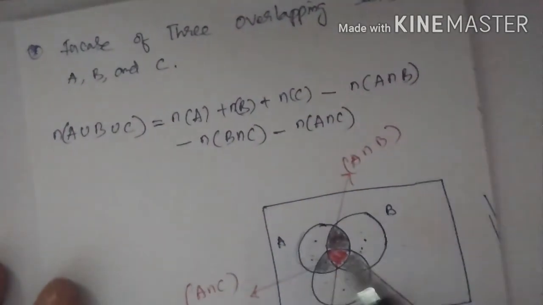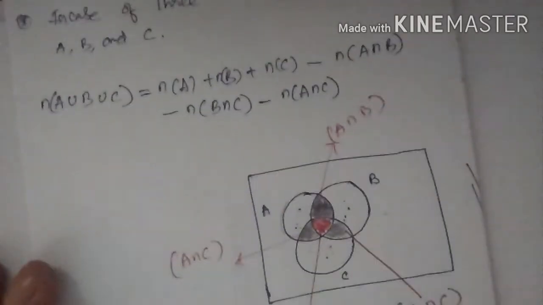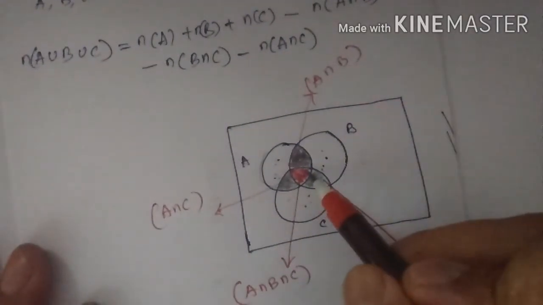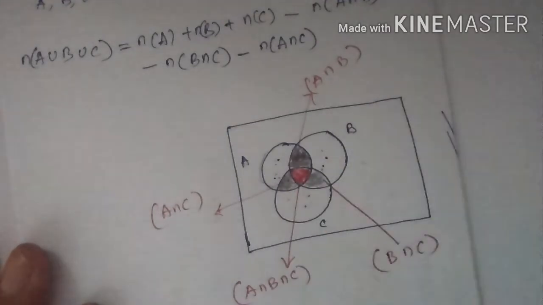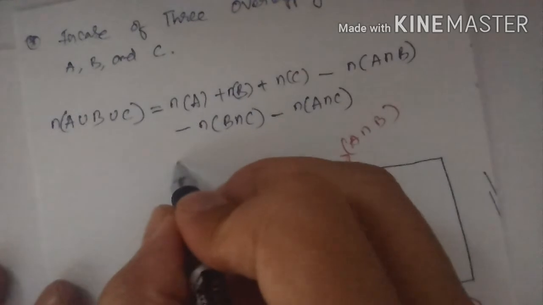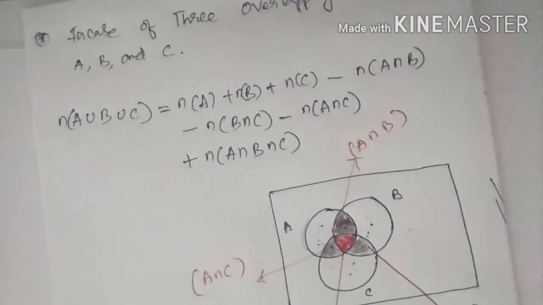But as we subtract all of this, we have subtracted the red shaded portion. This portion has been subtracted 3 times. So we'll have to add this portion again. It has to be added. So it will be A intersection B intersection C.